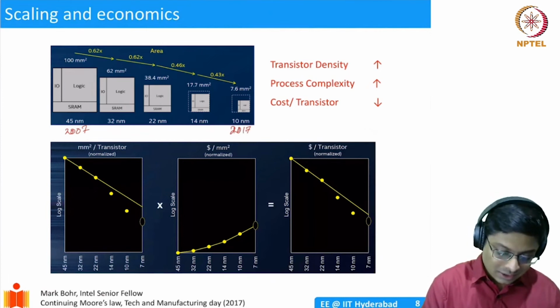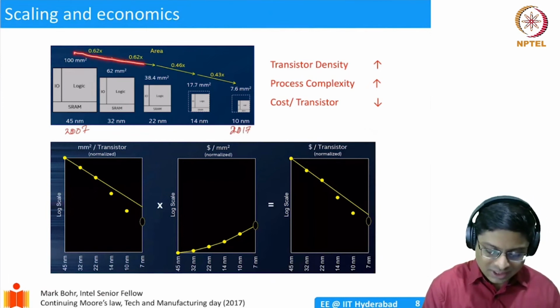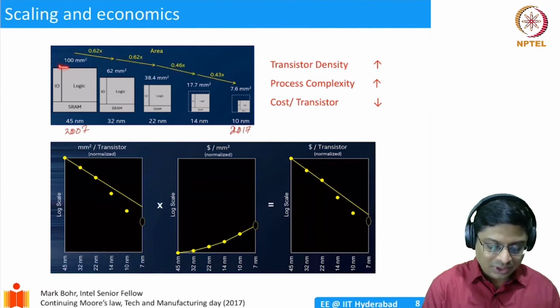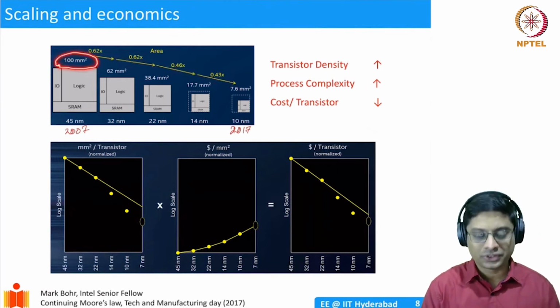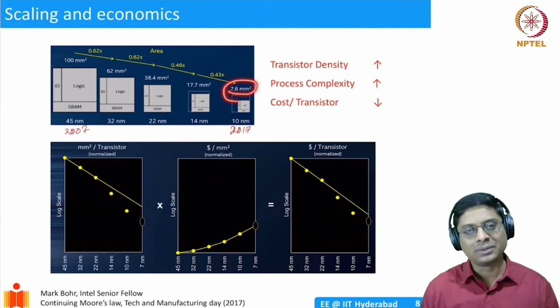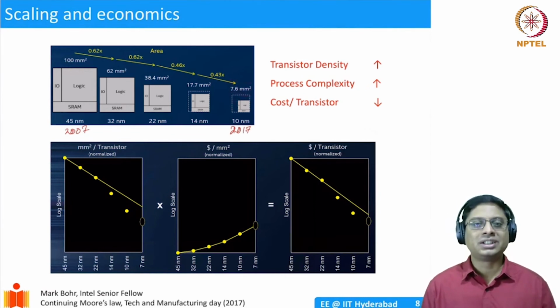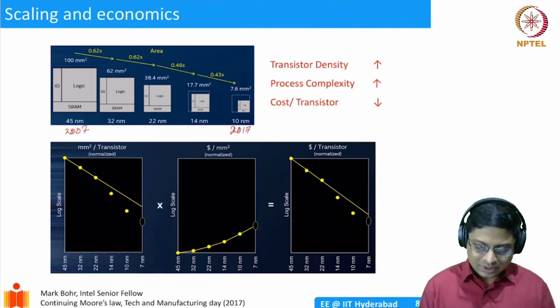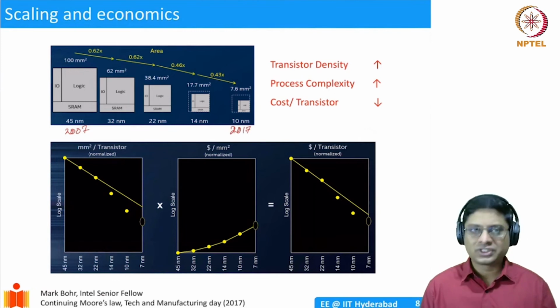Each time the area has shrunk like this. So initially what started out as a 100 millimeter square area of a processor is now about 7.6 millimeters square. So roughly, more than a 10 times shrink in terms of the overall area. Okay. The reason this has been possible is because of the scaling that we have described.